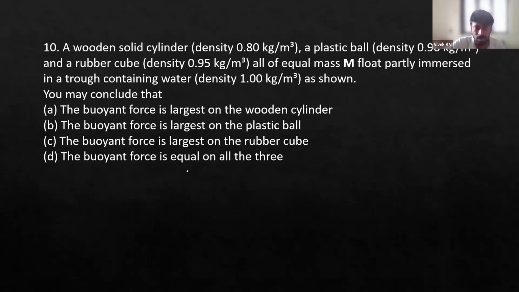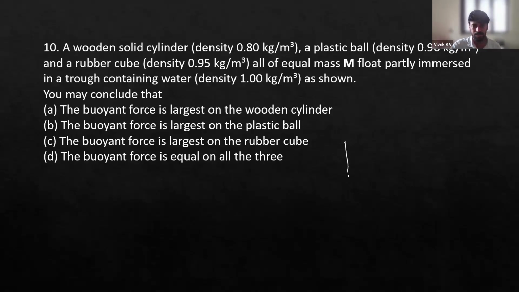So this is also a question related to flotation. We have a wooden cylinder of density 0.8 kilogram per meter cube, a plastic ball of density 0.9 kilogram per meter cube, and a rubber cube of density 0.95 kilogram per meter cube, all of equal mass M, floating partly immersed in a trough containing water. Here also there is a figure, which I will just show you.